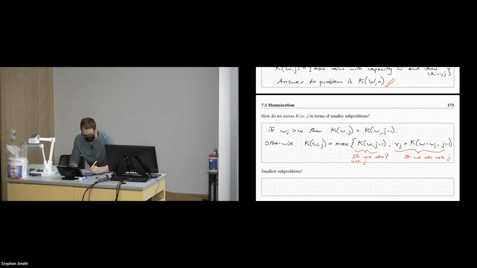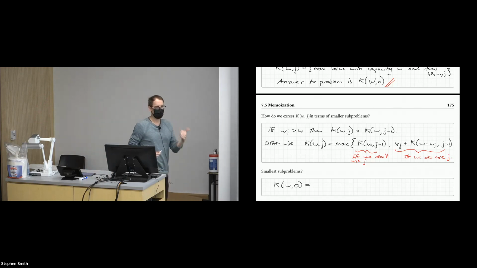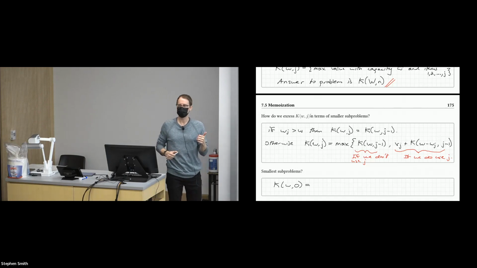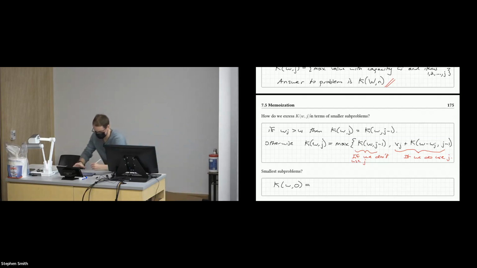So what are the smallest subproblems? They're always going to be the ones where I let the indices be 0s or 1s, the smallest values. Let's think about this one. I have a backpack of capacity W, and I'm allowed to use no items. What's the value I can obtain? 0, right?